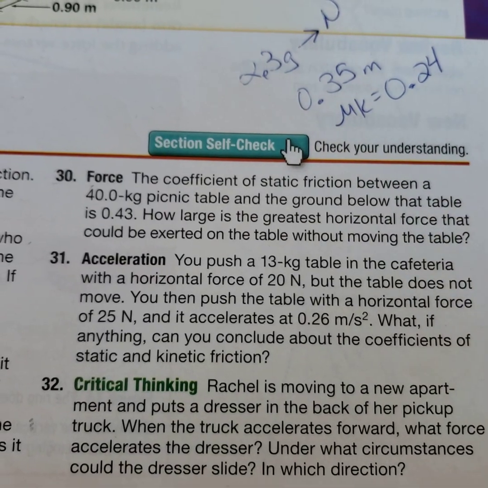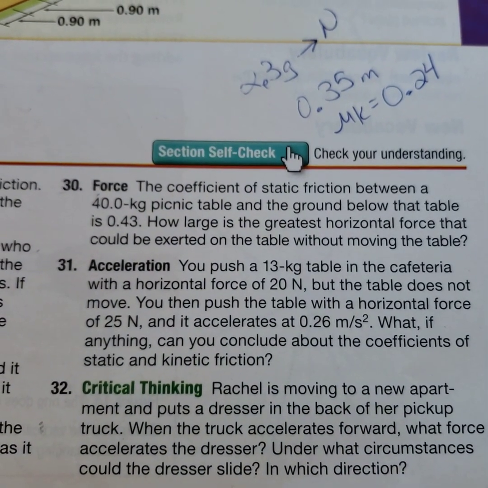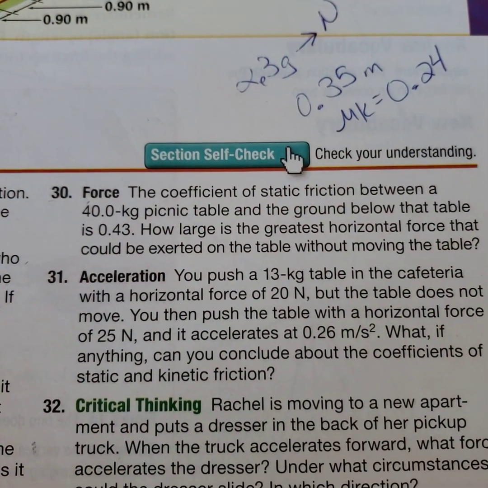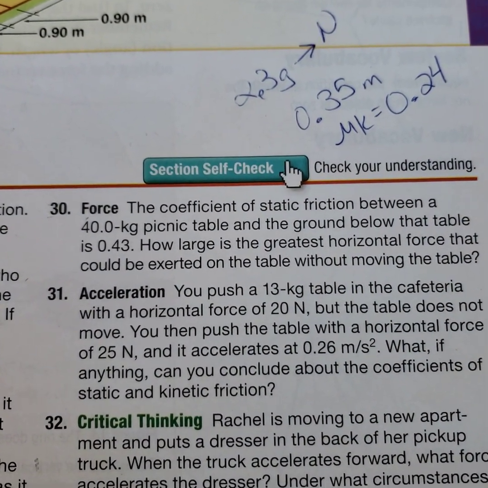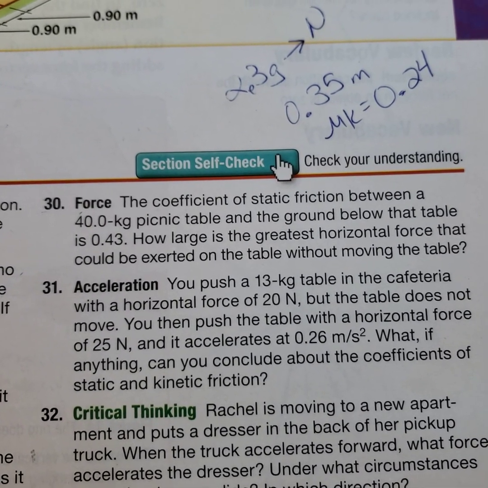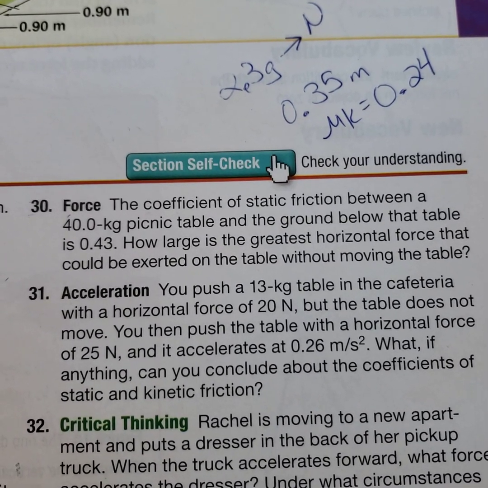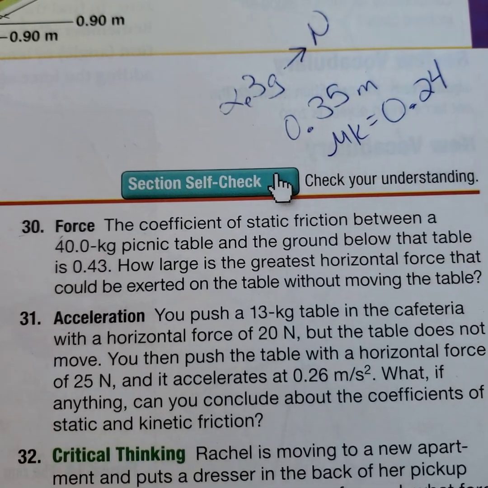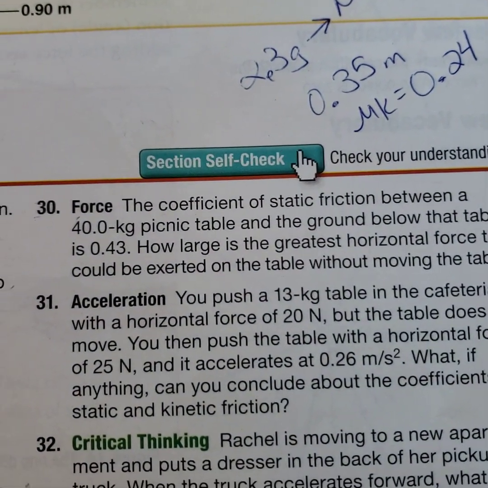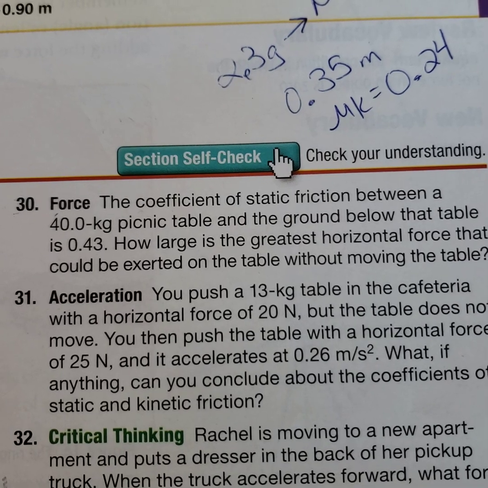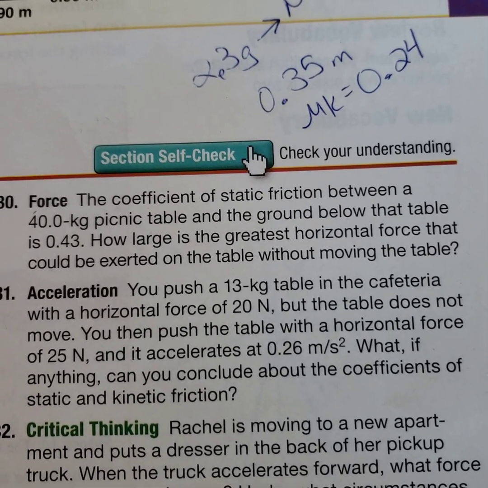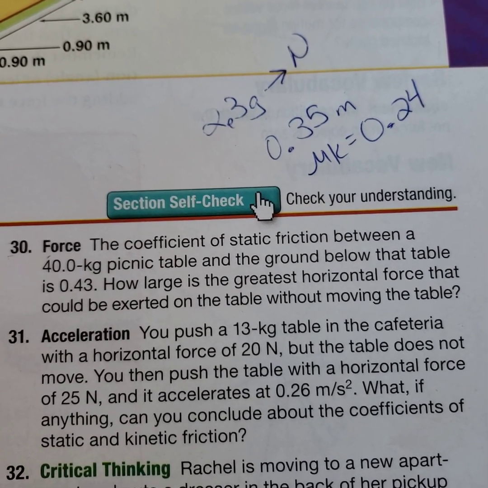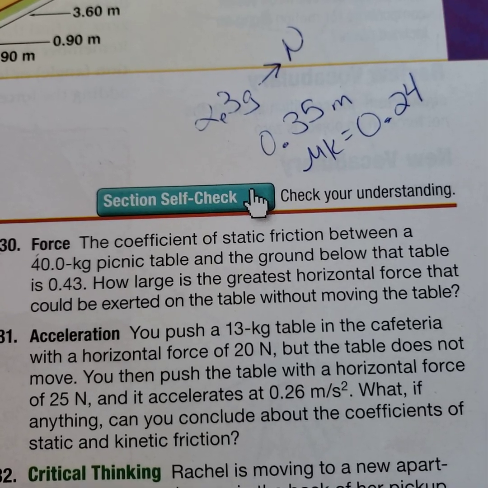So let's get started. You push a 13 kilogram table in the cafeteria with a horizontal force of 20 newtons, but the table doesn't move. So right away you know that the static force is going to be greater than what you're pushing with because you can't budge it. Then you push the table with a horizontal force of 25 newtons. Now it's moving and it accelerates at 0.26 meters per second squared. What, if anything, can you conclude about the coefficients of static and kinetic friction?